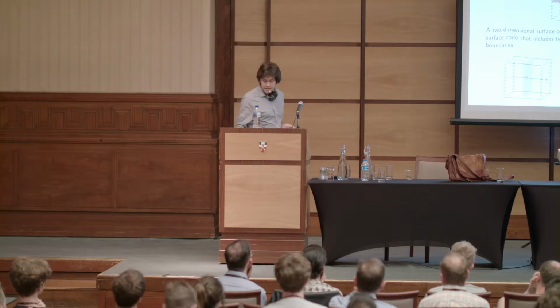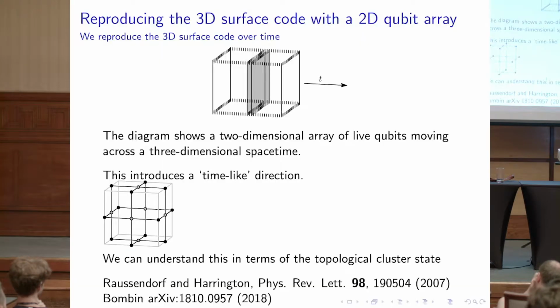Okay. So this is going to be a trick to reproduce a 3-dimensional surface code over time with only a 2-dimensional array of qubits. What I just described to you is a dimension jump, where we go from a 2D surface code to a 3-dimensional surface code, and a 3-dimensional surface code back to a 2-dimensional surface code. But in fact, we don't need all L by L by L dimensions of the 3-dimensional surface code to do this trick.